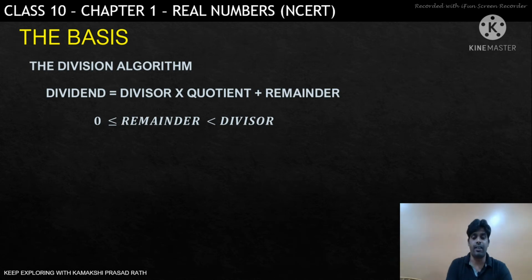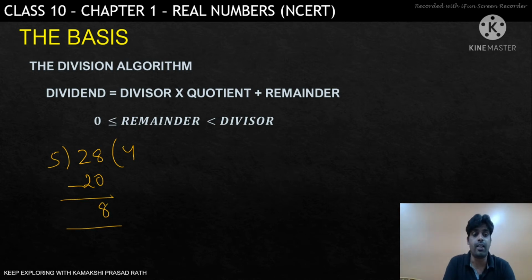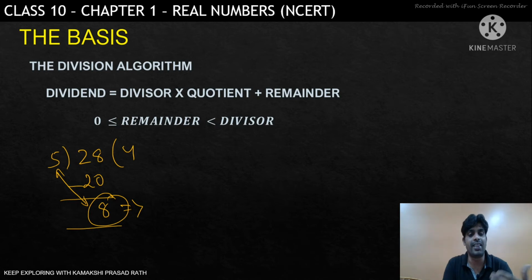Whenever we divide any number, suppose we divide 28 by 5. So we can get 5 4s are 20, the remainder is 8. Now you can see here, 5 4s are 20, remainder is 8, but the remainder is now greater than the divisor. So this is the checkpoint. Here we will know that our division is done in the wrong way.